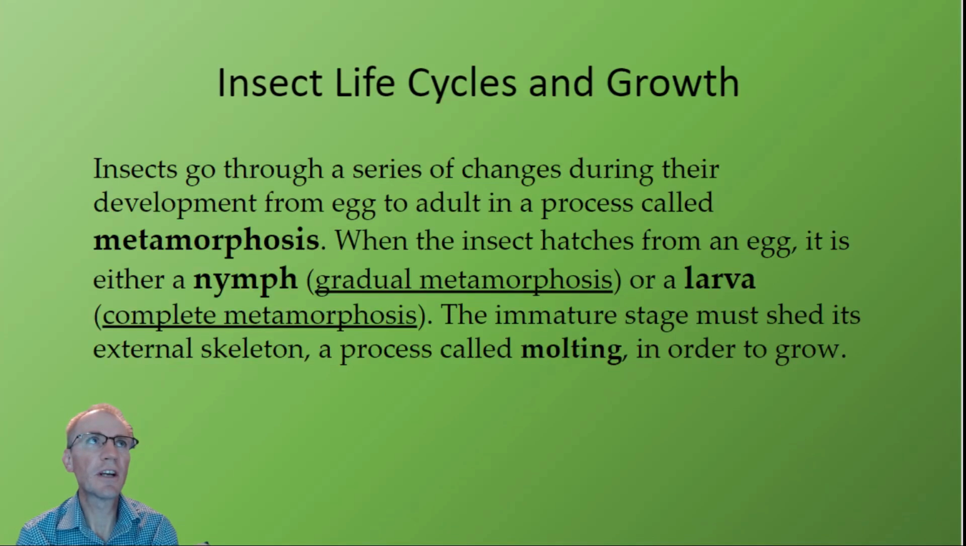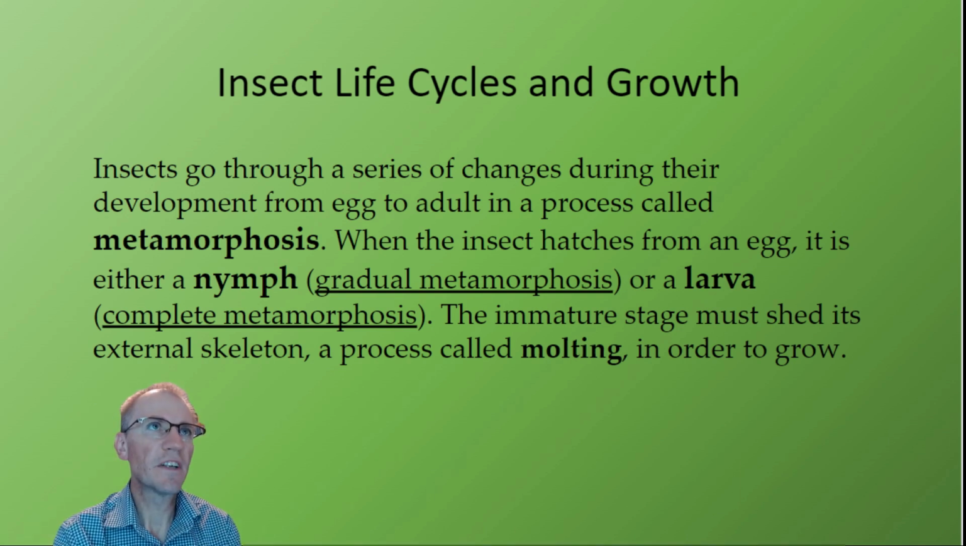Insect life cycles and growth. Insects grow through a series of changes during their development from egg to adult in a process called metamorphosis. When the insect hatches from an egg, it is either a nymph (gradual metamorphosis) or a larva (complete metamorphosis). The immature stage must shed its external skeleton, a process called molting, in order to grow.